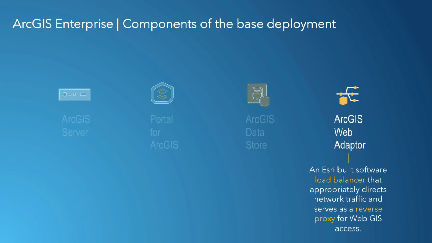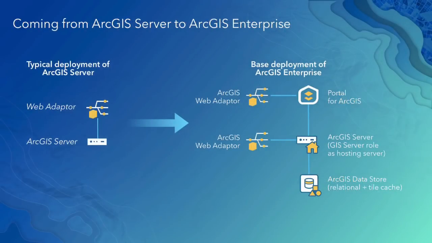All right. So what does all that mean? Well, a typical setup of ArcGIS Server today probably looks something like here on the left-hand side. Got a server. You might have multiple servers in a single site, and then a web adapter in front. It's a very classic, typical setup.